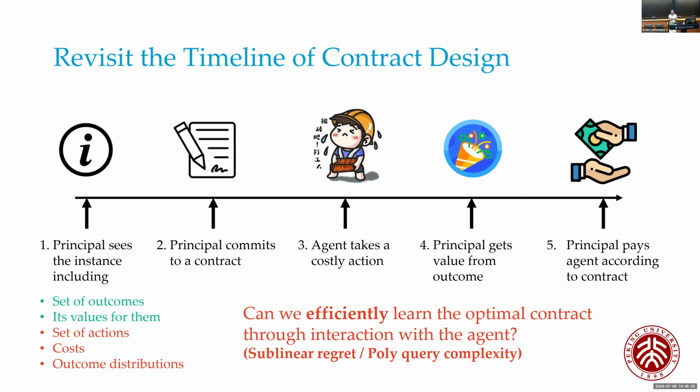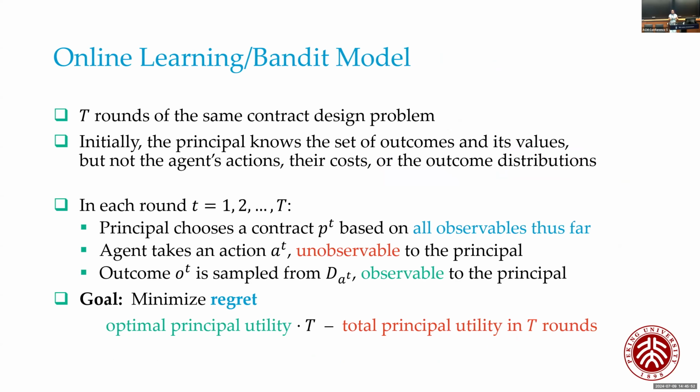So here comes our question, that is, if I don't know the agent's information at all, can we efficiently learn the optimal contract through interaction with agents? We are trying to measure the efficiency through sublinear regret or polynomial query complexity. And we can study this problem through the online learning or bandit model.